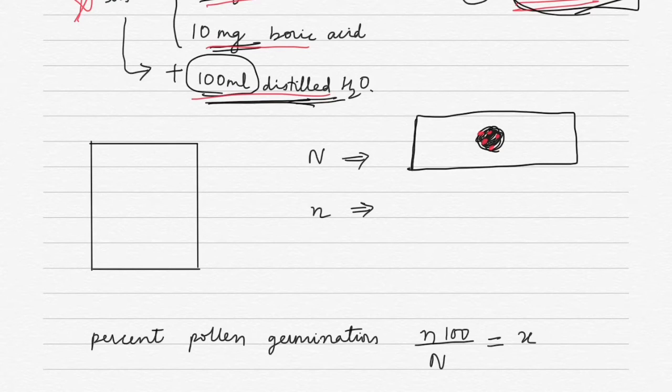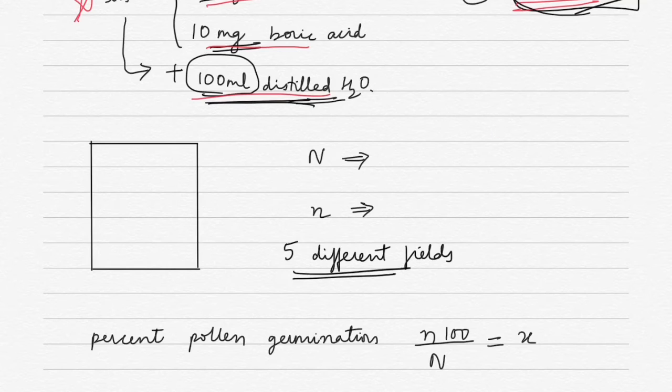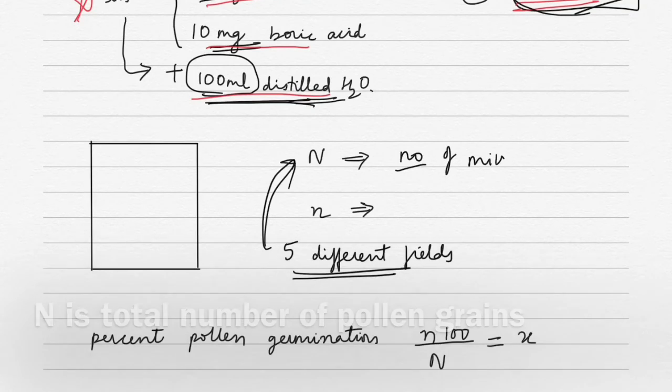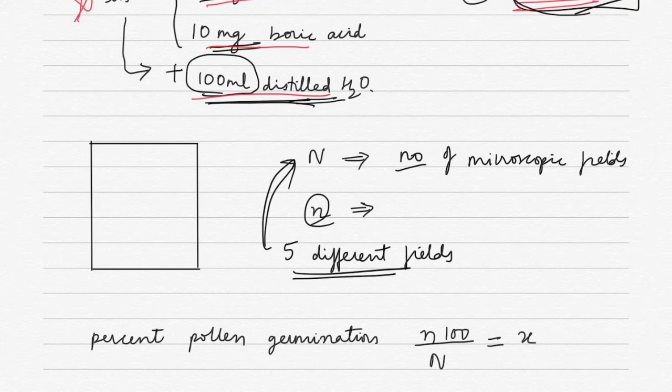Then when we watch, we are going to take at least 5 different fields to see how many pollen grains have germinated. If I have to explain the same thing in terms of a mathematical formula, it is like this: N is the number of pollen grains in the microscopic field. Here small n refers to how many pollen grains got germinated in each field.